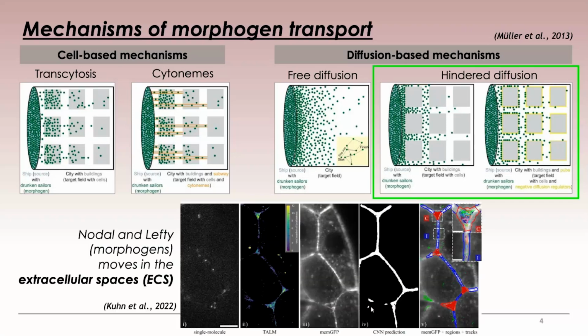Recently, with increased resolution in imaging techniques, studies using single molecule tracking experiments have shown that morphogens such as Nodal and Lefty move in the extracellular space, and the mobility is reduced when they are transported across these tight extracellular spaces, and this is supporting the hindered diffusion model.